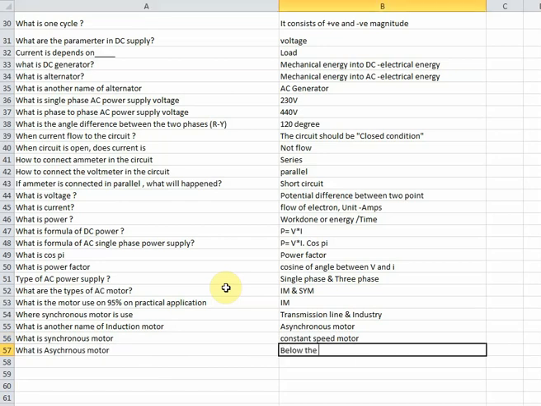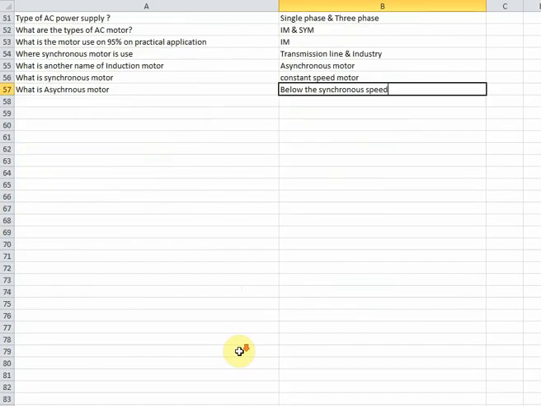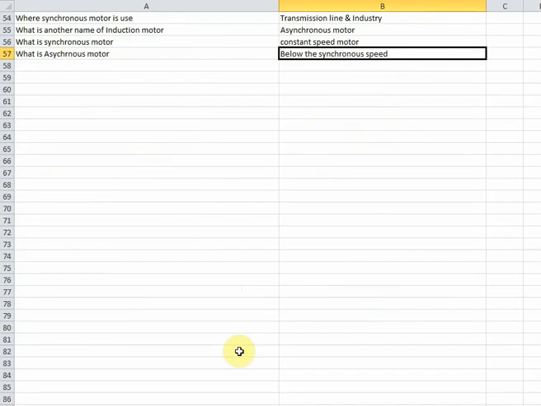Below the synchronous speed. Almost it is constant, but below the synchronous. What does synchronous speed mean? Synchronous speed means your rated speed. What is your rated speed?